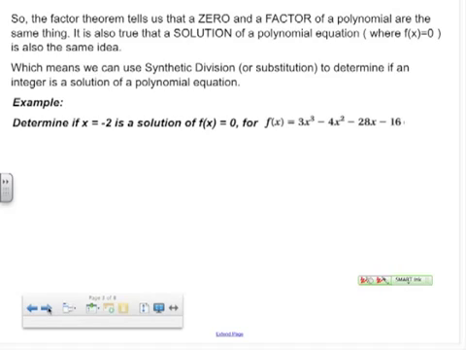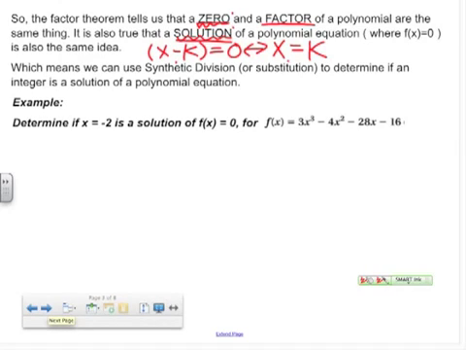Alright, the factor theorem also tells us that a 0, a factor, and a solution are the same thing. So if I have a factor x minus k, and I set that equal to 0, so x minus k is a factor of the function, and I add k over, x equals k is a 0 of the function, and it's also a solution of the function. So these terms are interchangeable, and the factor is just how you convert from the factor to the solution.